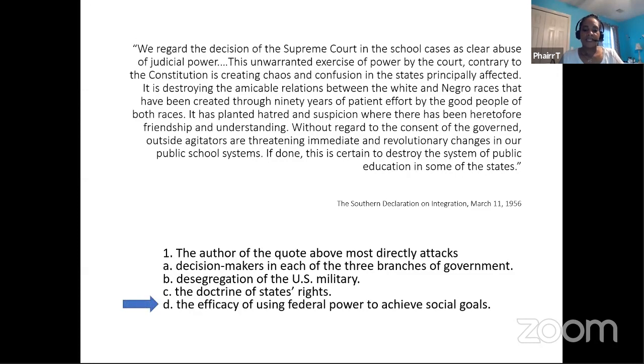All right, and the correct answer is D, the efficacy of using federal power to achieve states' goals. The reason is that they were talking about the fact that the federal government was trying to promote racial equality in American public schools and other vital institutions. More specifically, this is a response to what happened with Brown versus the Board of Education, which ended segregation within public schools. So that is why D is the correct answer for this response.